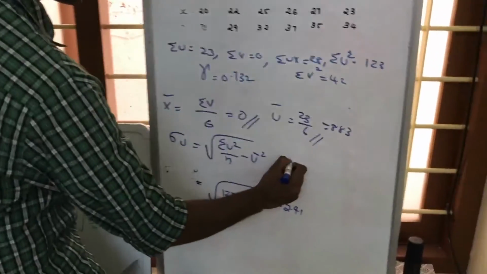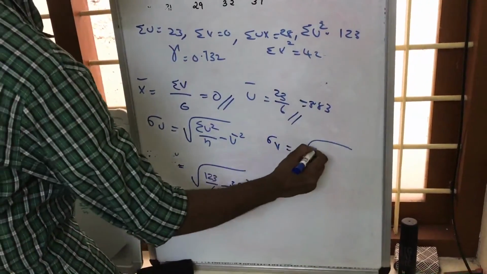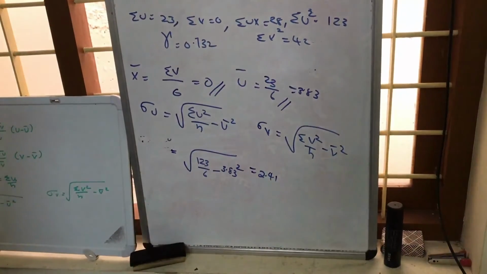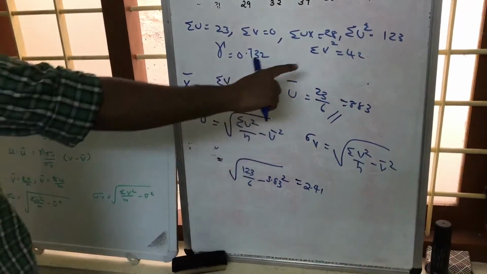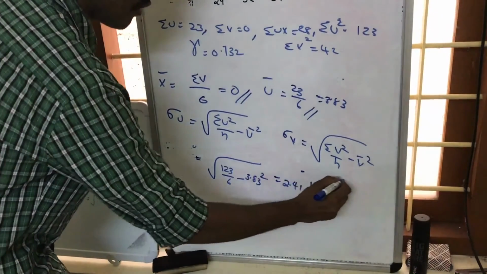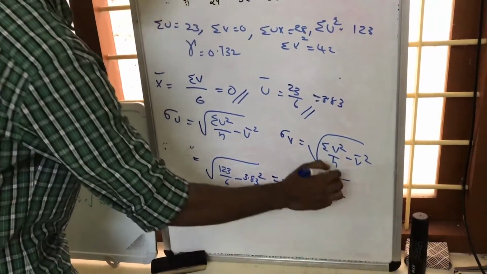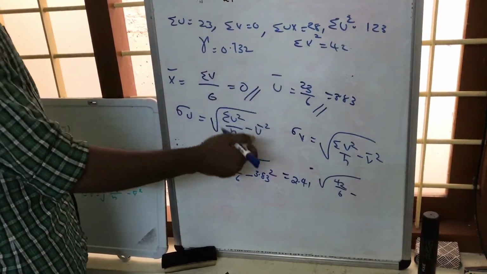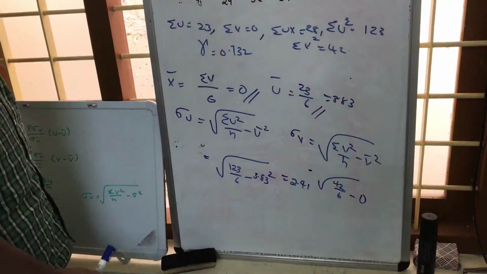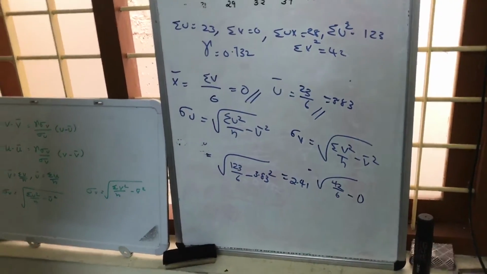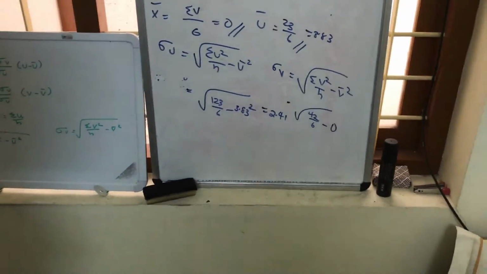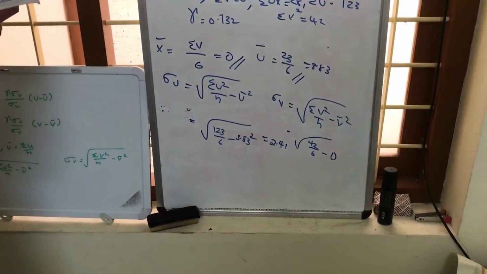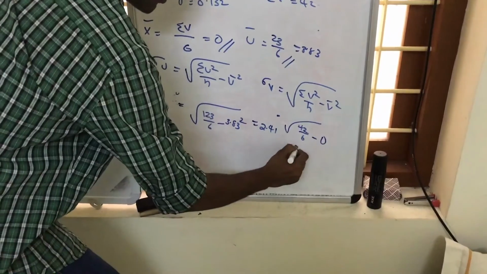Now for sigma V, it is equal to root of sigma V square by n minus V bar the whole square. Here sigma V square is 42. So it is root of 42 by 6 minus V bar. V bar is 0, because sigma V by n we have already obtained, V bar is equal to 0. So that is 42 by 6. Now we have obtained both sigma V and sigma U, and sigma V is obtained as 2.64.